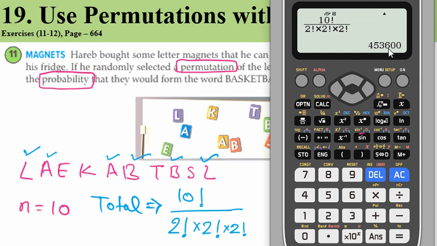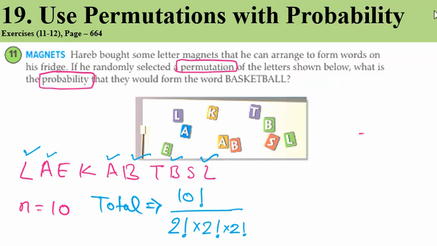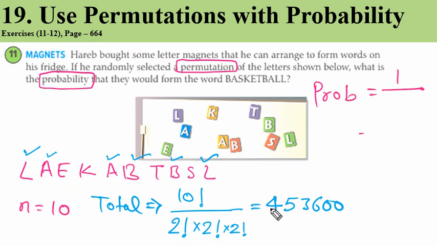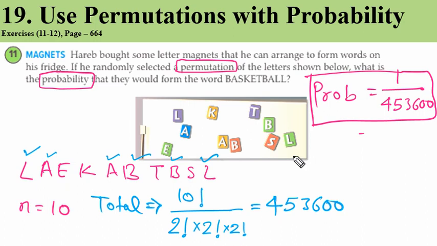What are we getting? We are getting 453,600. So the total number of ways is 453,600 possible ways. Now let's find the probability. The favorable condition was 1, so probability is equal to favorable divided by total: 1 over 453,600. That's how you will find the probability if you have some letters scrambled and you have to make one word. Now let's move on to the next question.